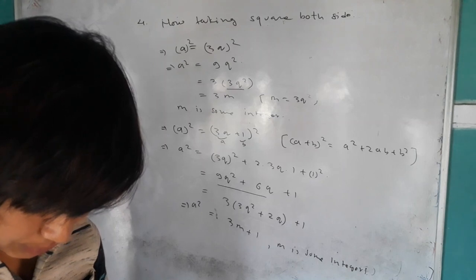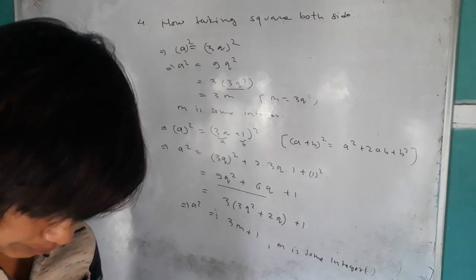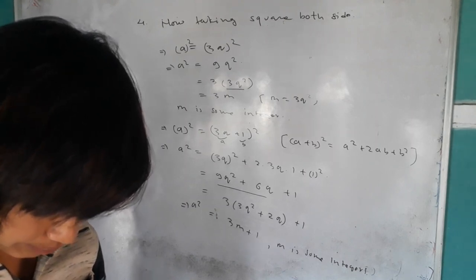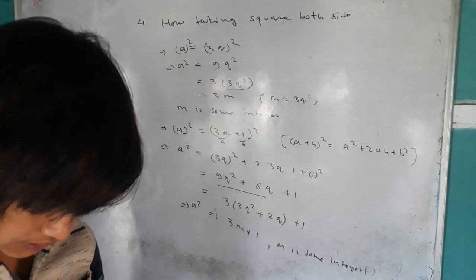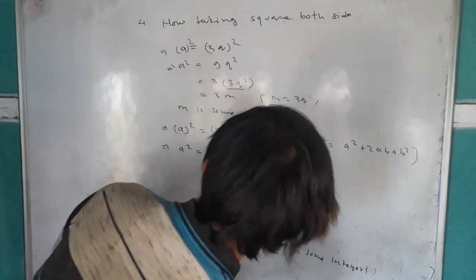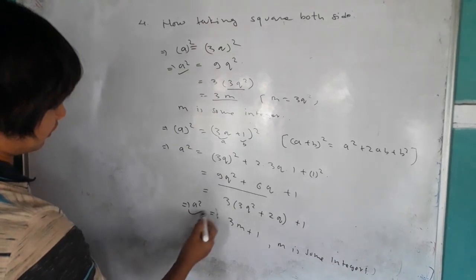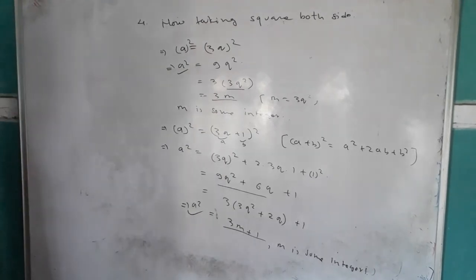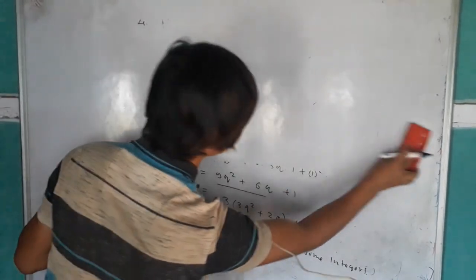any positive integer is either of the form 3m or 3m plus 1 for some integer m. Full stop. So this is the final answer. See, the square of any positive integer will be in the form of 3m or 3m plus 1. In this way, we will solve the last one, number 5 of exercise 1.1.